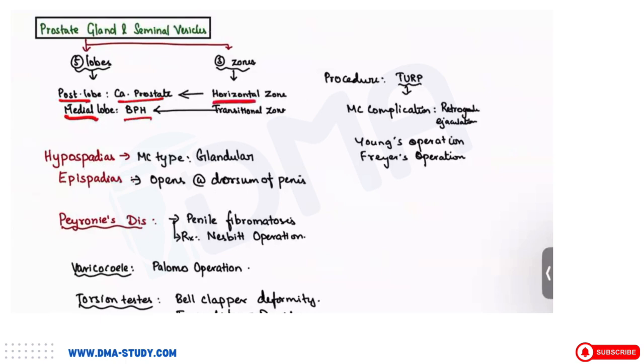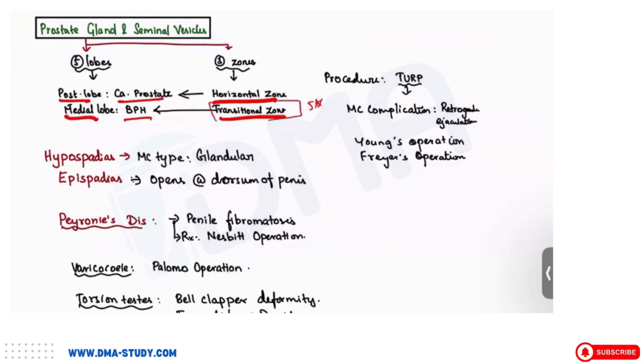And of the 3 zones, the peripheral zone is associated with cancer prostate, and the transitional zone is associated with BPH. So BPH: transitional zone and medial lobe. Cancer prostate: peripheral zone and posterior lobe. Transitional zone was asked several times in FMG.